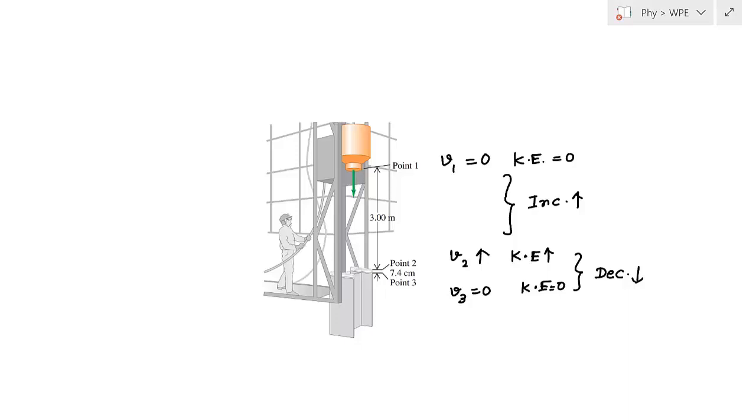But more important point, from point 1 to 2 the resultant force is in the downward direction and that's why the kinetic energy is increasing. Resultant force is in the downward direction. It will do some work on the hammer and it will increase its kinetic energy. But if you go from point 2 to 3, the resultant force is in the upward direction. That will basically decrease the kinetic energy, decrease the velocity, and finally the velocity will be 0 in this case at point 3.